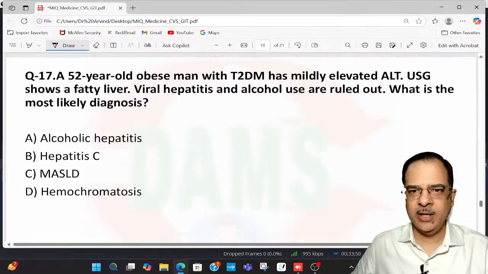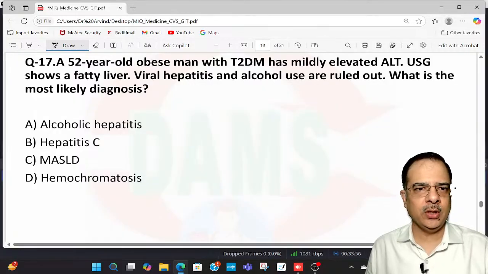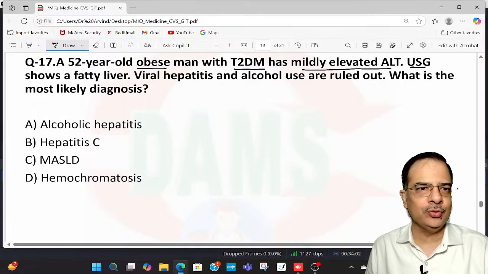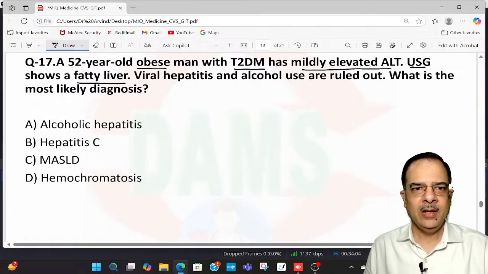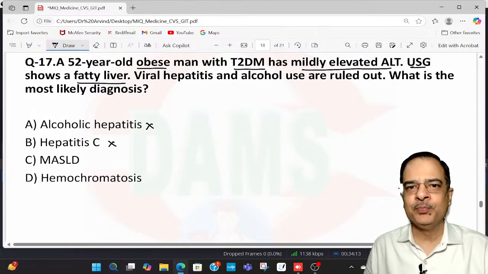Okay, question number 17. So this is one of the very easy questions. Obesity, type 2 diabetes, mildly elevated ALT, and ultrasound shows a fatty liver pattern. Viral hepatitis and alcohol use are ruled out. What is the likely diagnosis? So alcoholic hepatitis is ruled out, hepatitis C is ruled out, and patient is obese with type 2 diabetes.